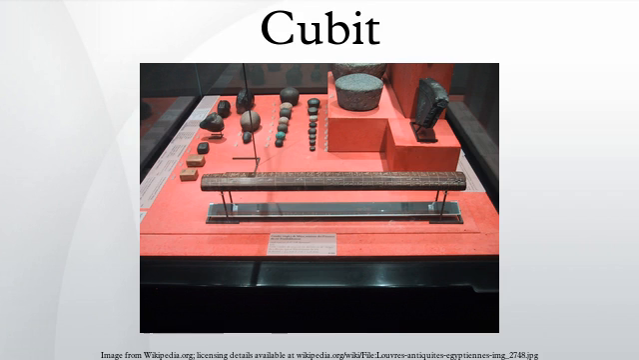The cubit is an ancient unit of length based on the length of the forearm from the elbow to the tip of the middle finger. Cubits of various lengths were employed in many parts of the world in antiquity, during the Middle Ages and as recently as early modern times.